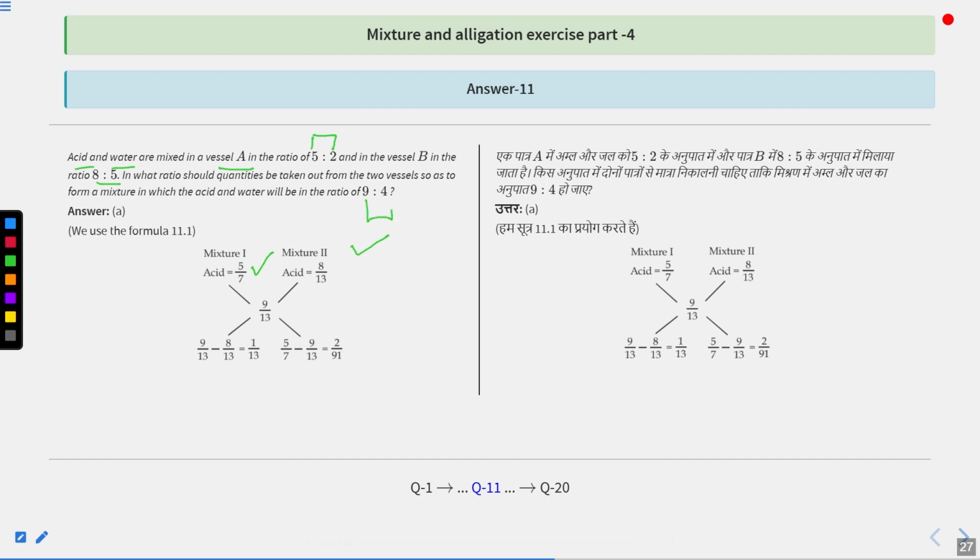When we mix them, we need to find the ratio. We make the ratio 9:4. So 9 units out of 13 units, 9 plus 4, 13. So the average will become 9/13. So when we calculate it, we get the required ratio, which is 7:2. A is the correct answer. Next one.